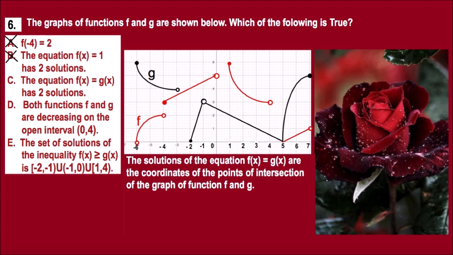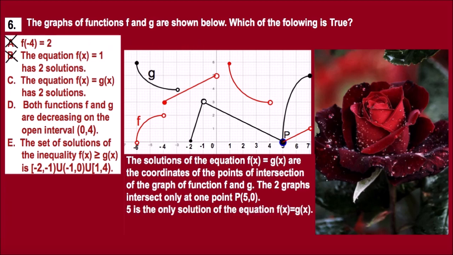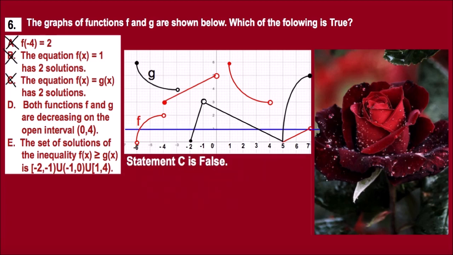Statement C. The equation f of x equals g of x has two solutions. The solutions of the equation f of x equals g of x are the coordinates of the points of intersection of the graph of functions f and g. The two graphs intersect at one point only, P of coordinates 5, 0. 5 is the only solution of the equation f of x equals g of x. Thus, statement C is false.